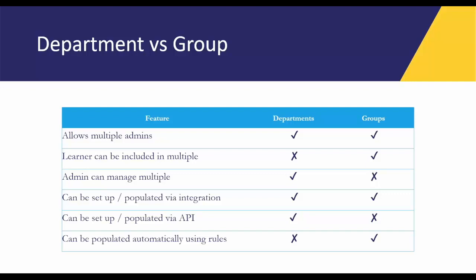Admins can only manage one group though, but they can manage multiple departments. Both options can be set up and populated via an integration, like a CSV sync, to save some administrative burden if you'd like. However, only departments can be set up and populated via the RESTful API currently. Whereas only groups currently have the handy-dandy automatic rule population functionality.